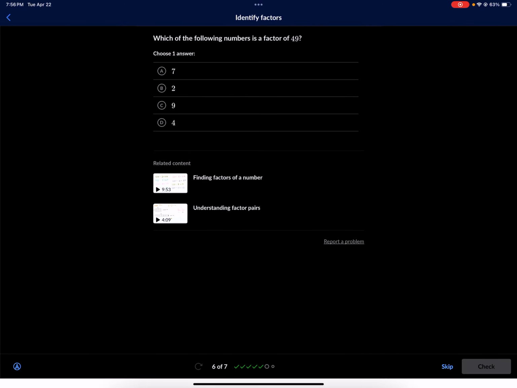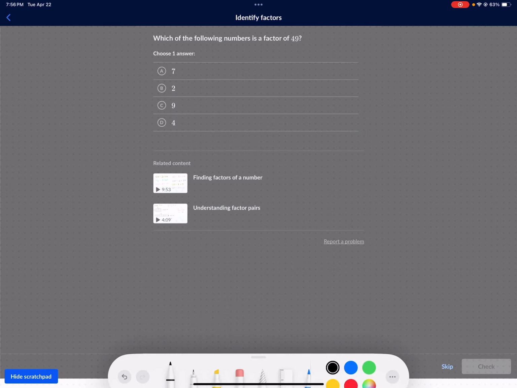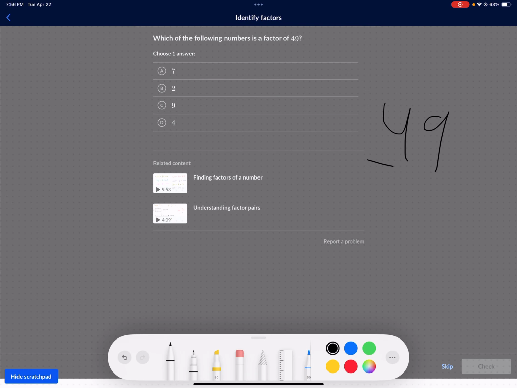Which of the following numbers is a factor of 49? Choice A. Does 7 go into 49? Hey, how about that? It does. We don't even have to do the rest. We already found our answer.